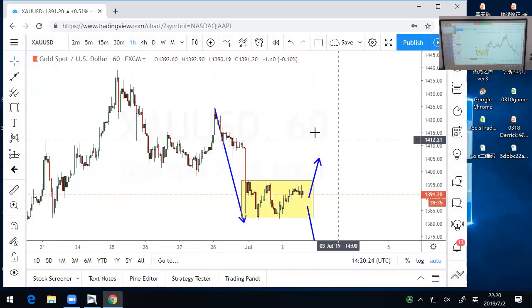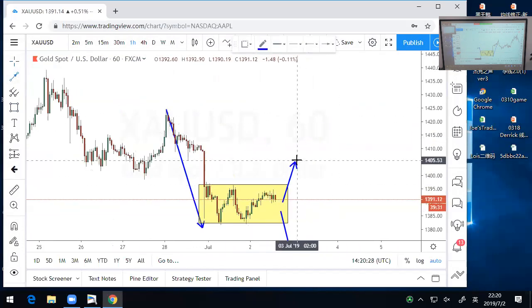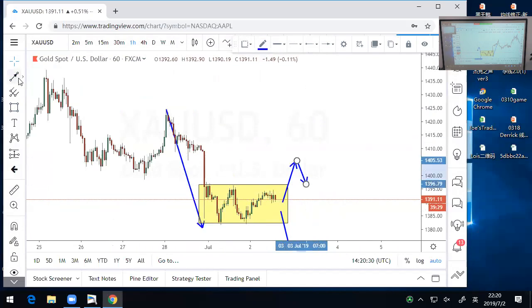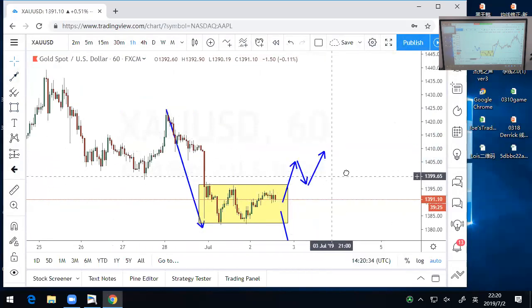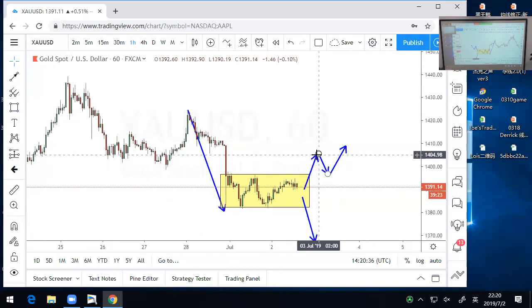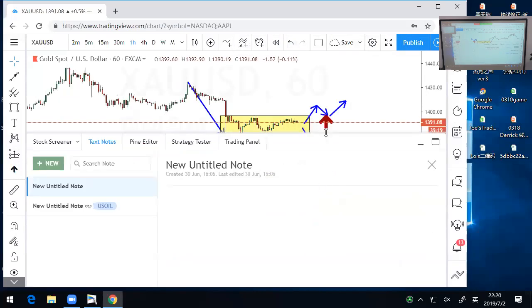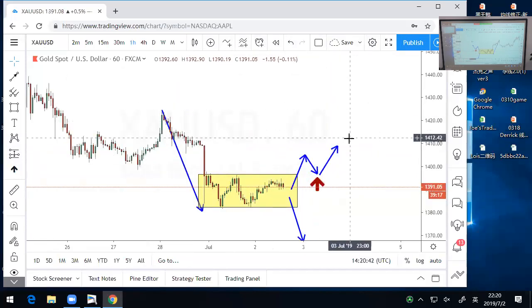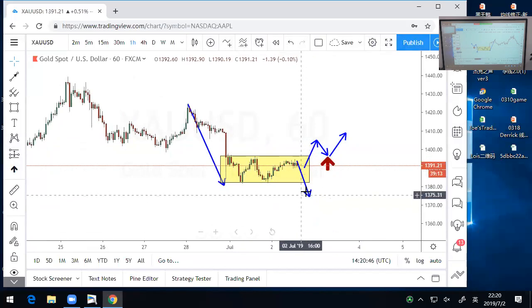So what we can do is, if the gold breaks 1396, we are ready to buy the pullback and wait for the rally to 1409. So this is a potential buying opportunity. Let me put a mark here. And of course, if after the sideways the gold decides to break down 1382.